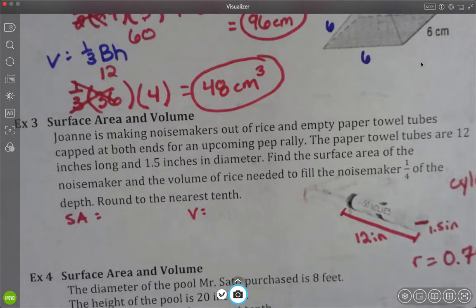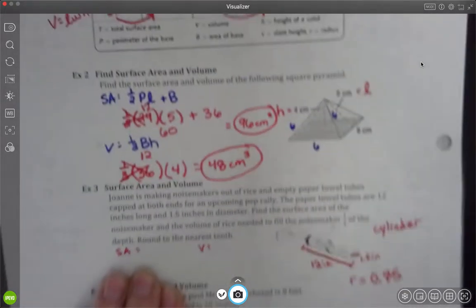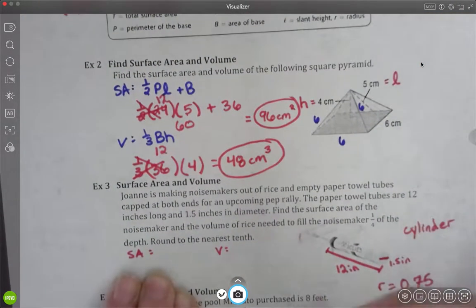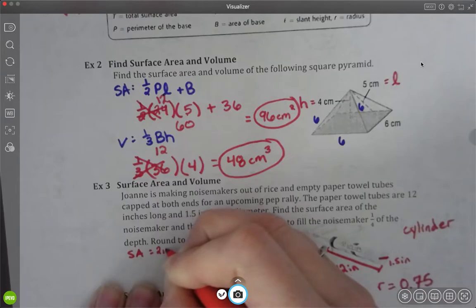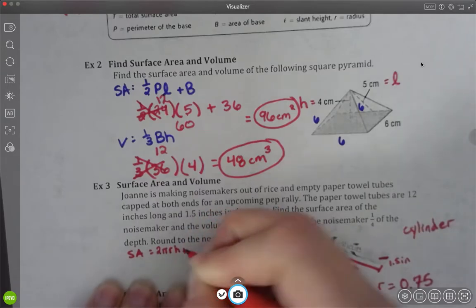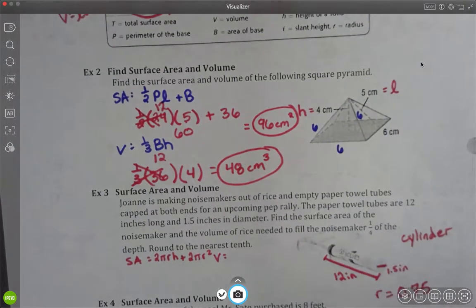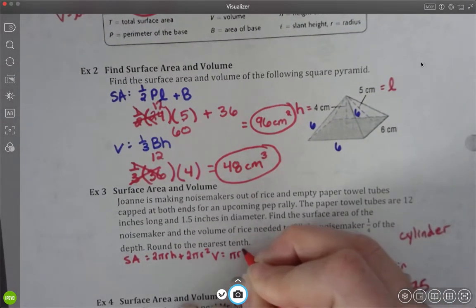So for the surface area of a cylinder, if I go back up to the formula above, it is this guy and this guy. I'm going to recopy them down. So surface area is 2 pi r h plus 2 pi r squared. That's what it looks like. Volume is pi radius squared times height.